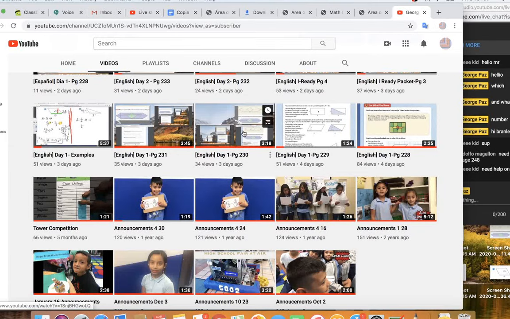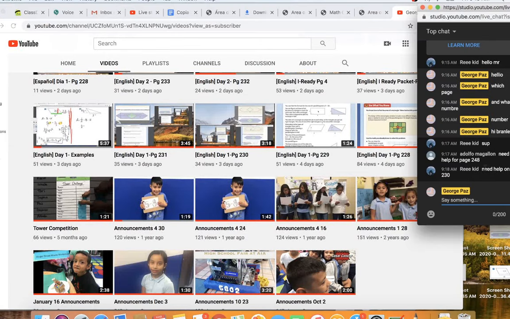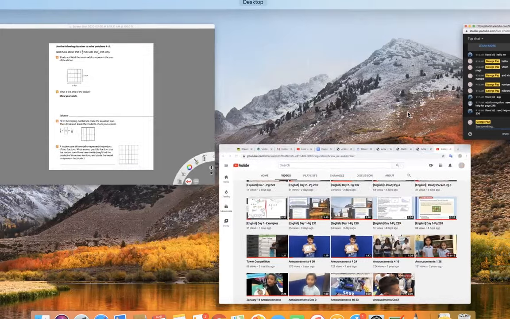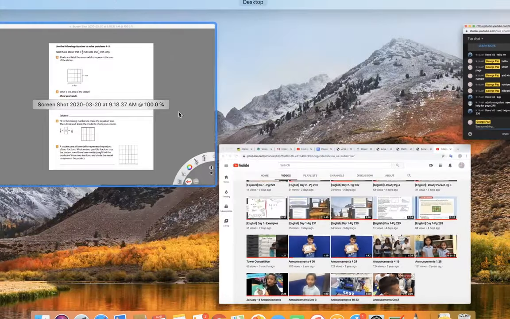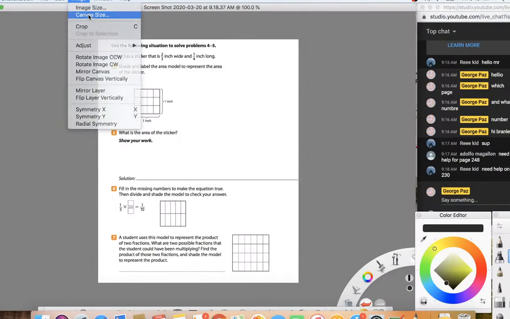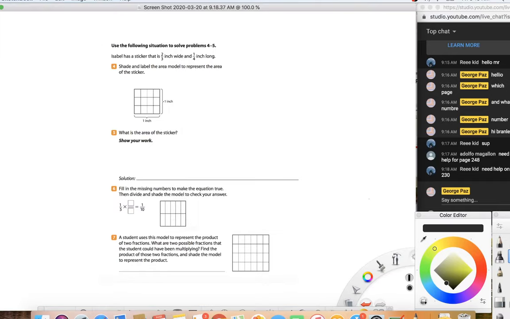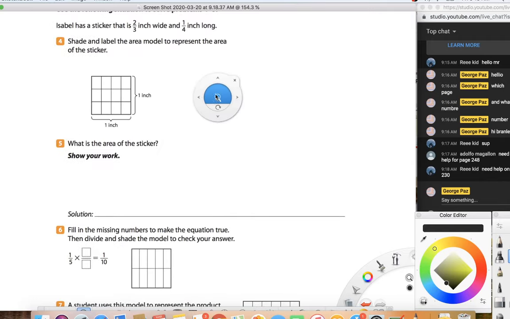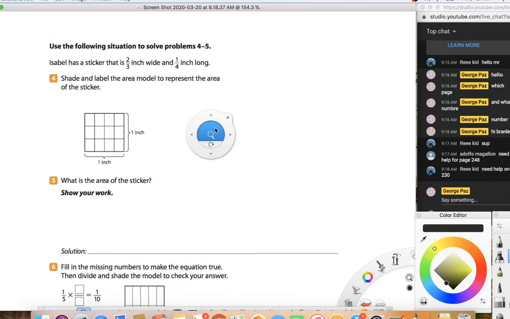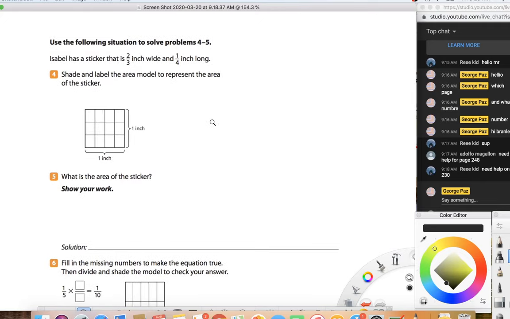Page 230 in English, so you can look it up there if you need help. But I'll do page 248 right now. So for page 248, let's see, canvas size and make it bigger. Let's zoom in so you can see that part first.